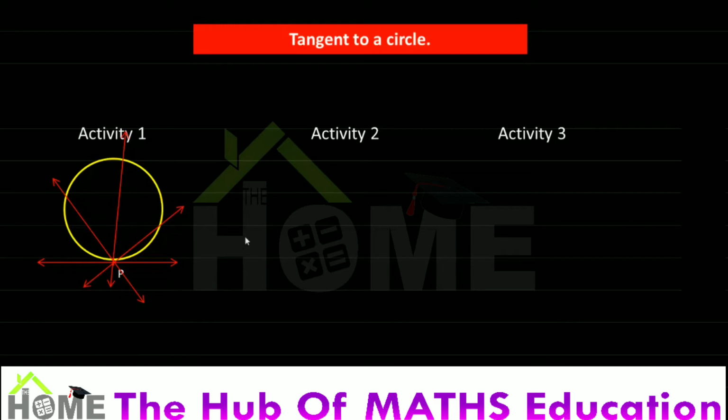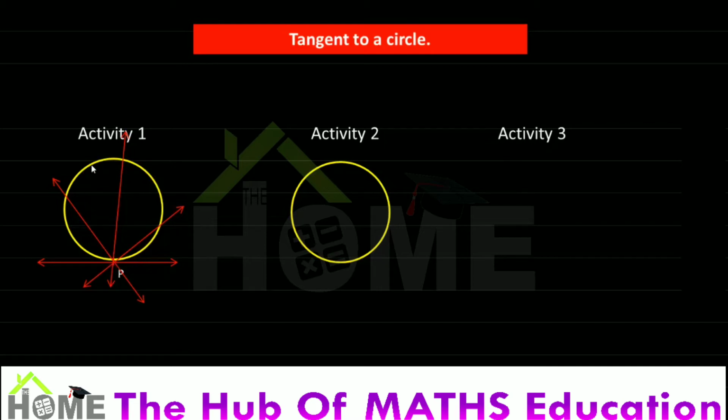Here we see that this line intersects the circle in two distinct points. This line also intersects the given circle in two distinct points. This is the only line that intersects the circle in only one point, and so we can say that we can draw only one tangent to a circle at a given point.